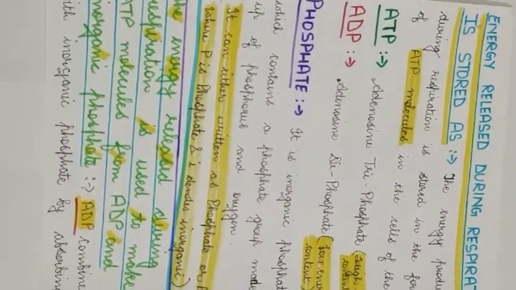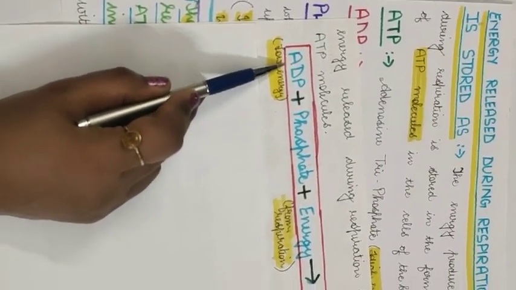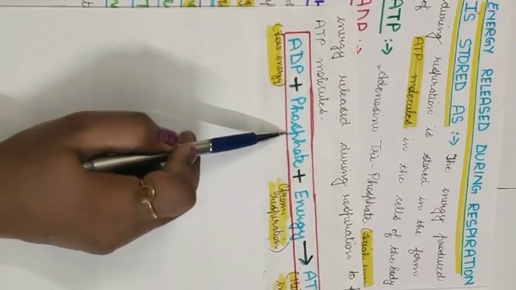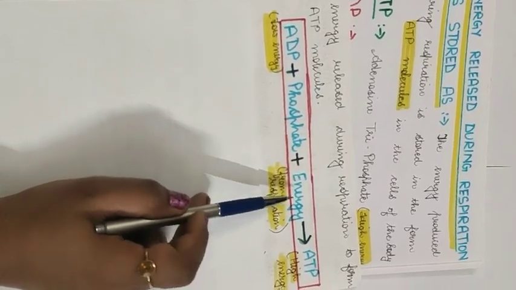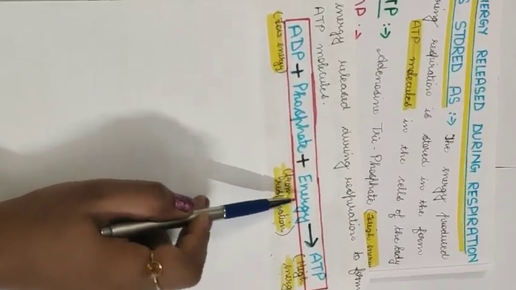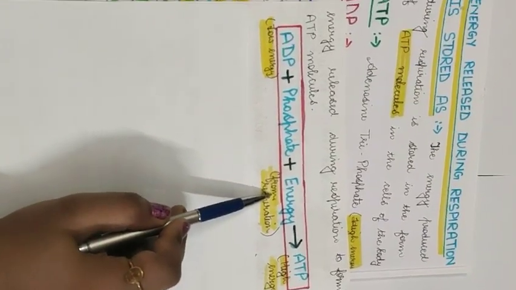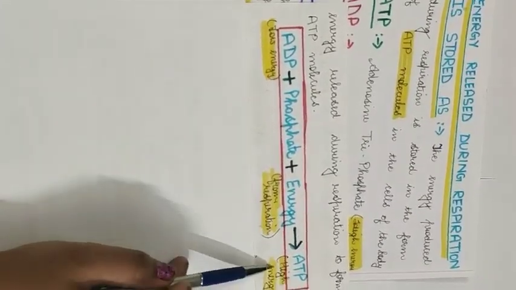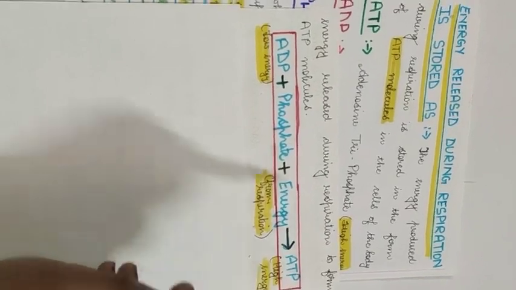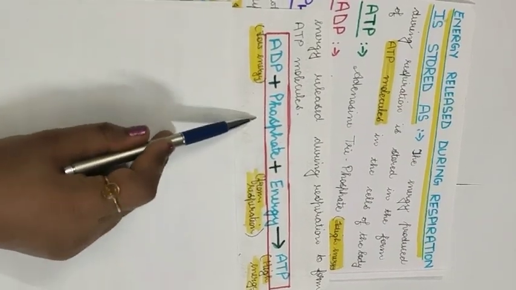I think you are getting a little confused, so I'll explain it like this. This ADP, which is adenosine diphosphate, combines with phosphate plus energy. Now this energy is used, which is produced by the respiration, and then it will form ATP. So this is an endothermic process. That means it is requiring energy. I hope you remember endothermic and exothermic. So this is a reaction which is endothermic.